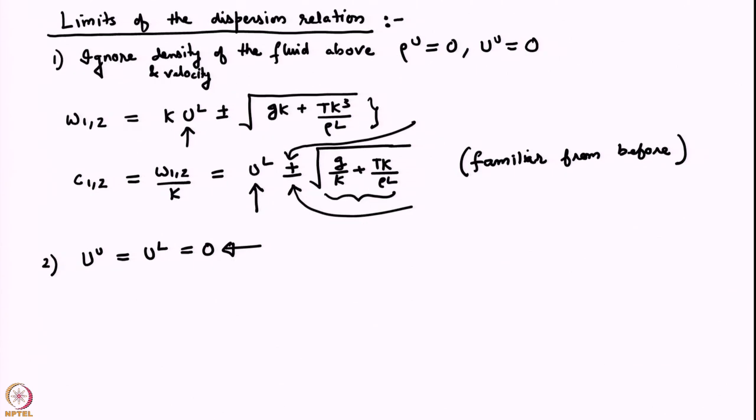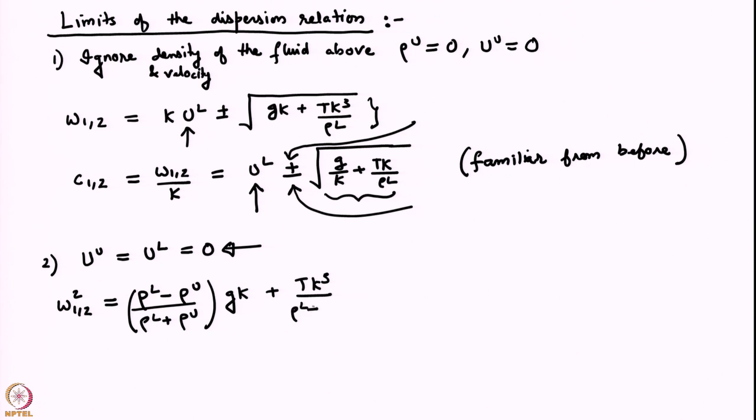If you do that, then we will obtain omega 1,2 squared equal to rho l minus rho u divided by rho l plus rho u, into g k, plus T k cubed by rho l plus rho u. This basically generalizes what we have seen earlier. Now there is one term like this and one term like that.